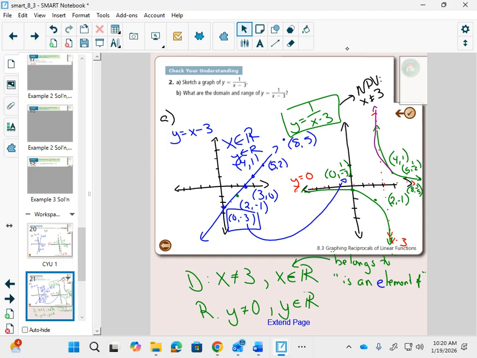Okay. Circle these two questions. What questions? 6 and 7.